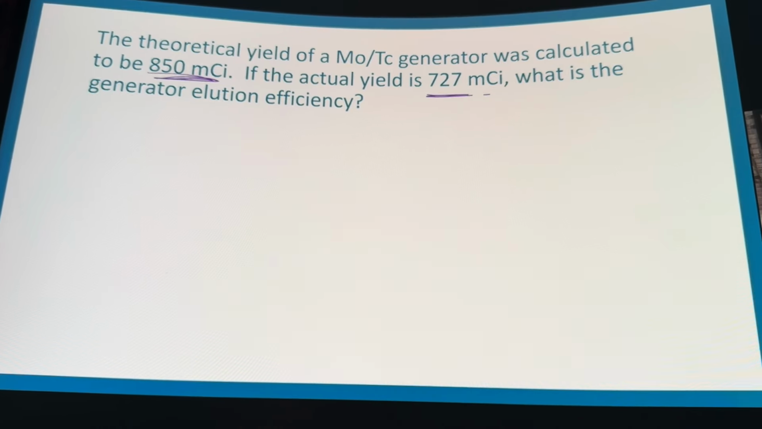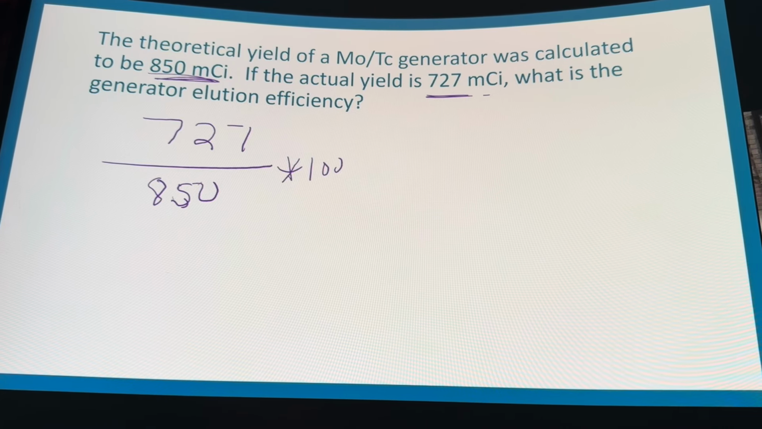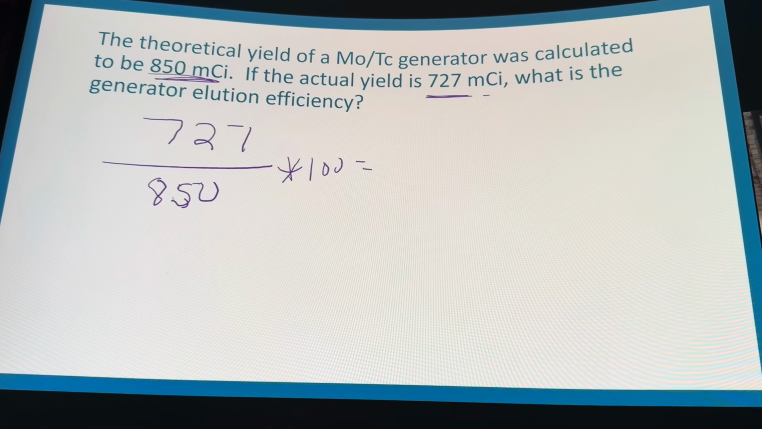All right. Now, if the theoretical yield is 850 millicuries and your actual yield is 727, what's the efficiency? Well, we're going to take what we actually got, 727, divided by how much we think is in there, times that by 100. That gives 86% efficiency.